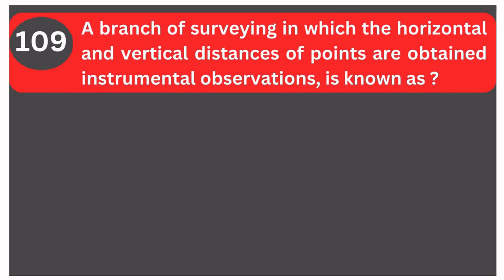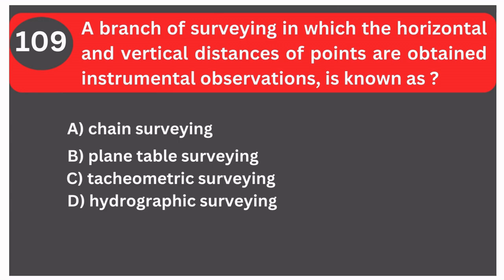A branch of surveying in which the horizontal and vertical distances of points are obtained by instrumental observations is known as. Options: A. Chain surveying. B. Plane table surveying. C. Tachometric surveying. D. Hydrographic surveying. Answer: C. Tachometric surveying.